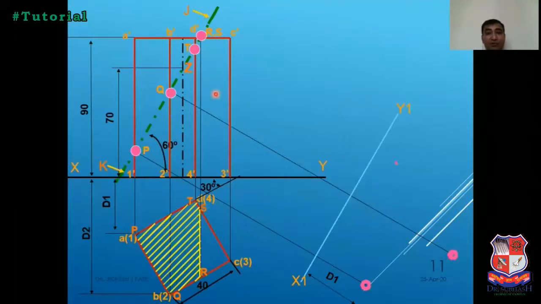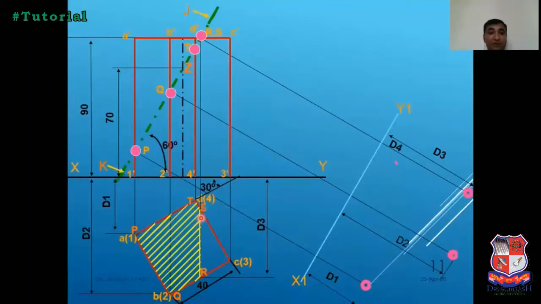Now similarly draw a line from point R and S. Okay, so the distance of point R is D3. Now mark on this line distance D3. Distance of point S is D4. Mark the point at a distance D4, and distance of point T is D5. So on this line, mark point T at distance D5.